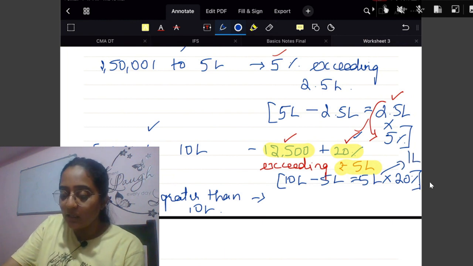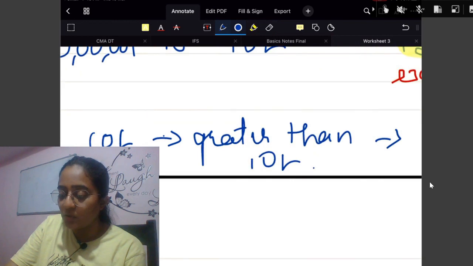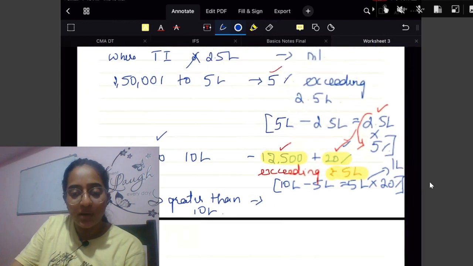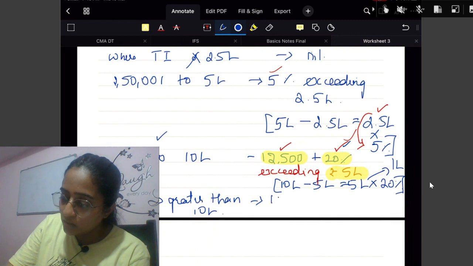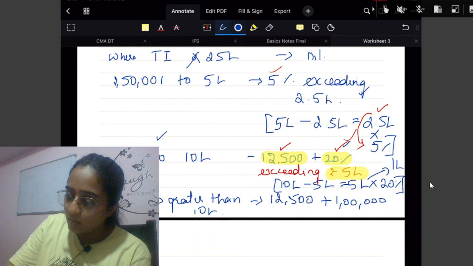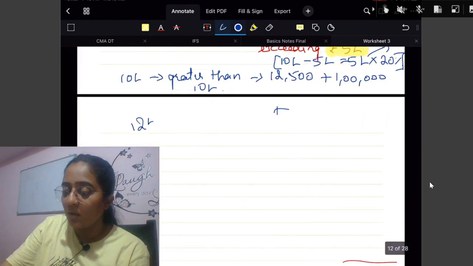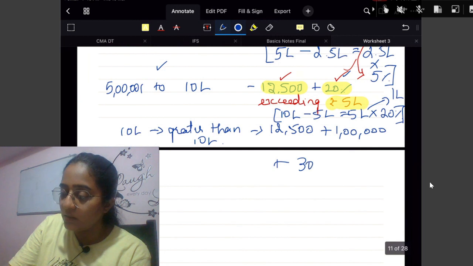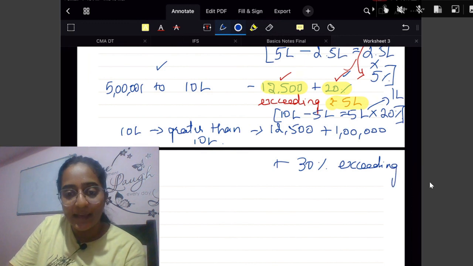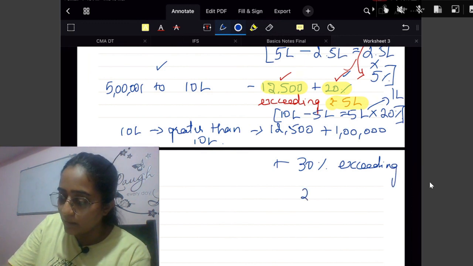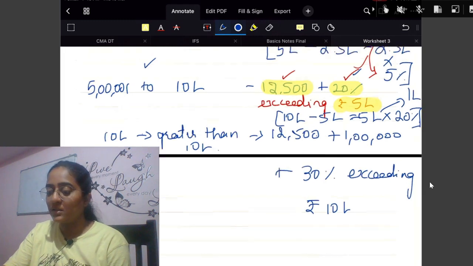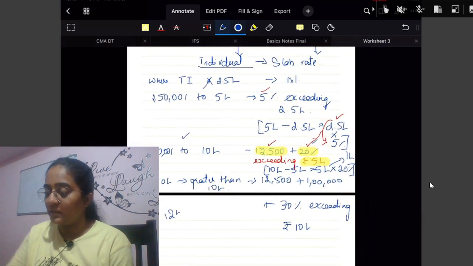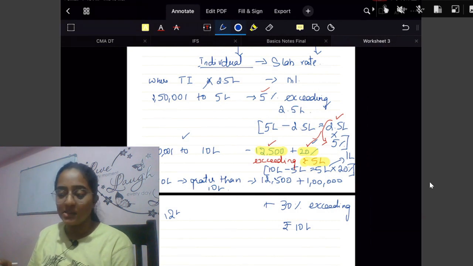So directly, if my income is going to be 12 lakh, I can do one thing directly. I can record 12,500, which is coming from this calculation, plus 1 lakh, plus 30% on income exceeding rupees 10 lakh. Exceeding rupees 10 lakh. This is very important. That is 30% exceeding rupees 10 lakh.